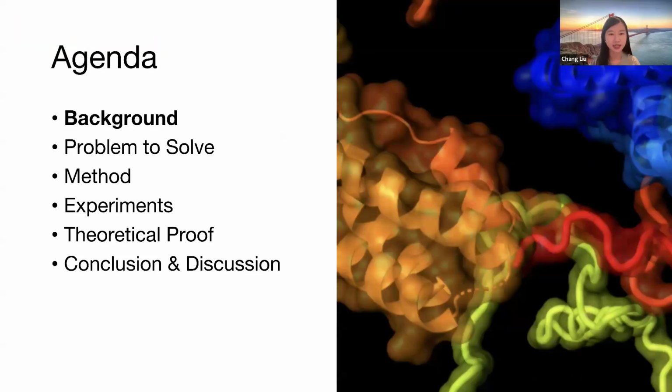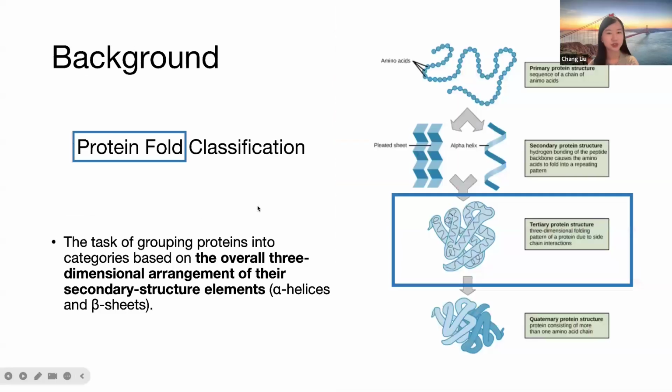My presentation today consists of a few parts which are listed on the slide. It includes background, problem to solve, our method, and after that, I'm going to give some experimental results and a brief run through of the theoretical proof of our method. After all that, there comes the conclusion and discussion section. So let's dive into the background first.